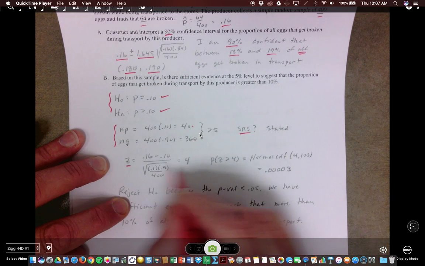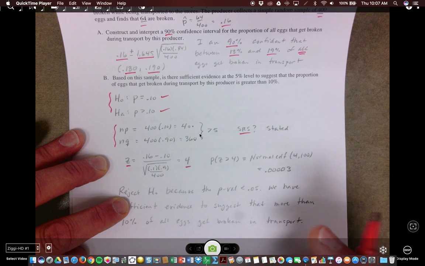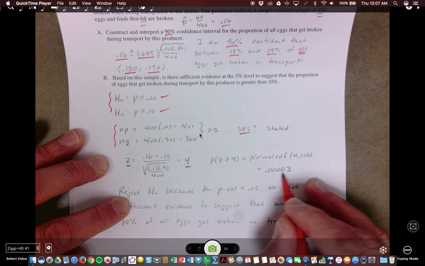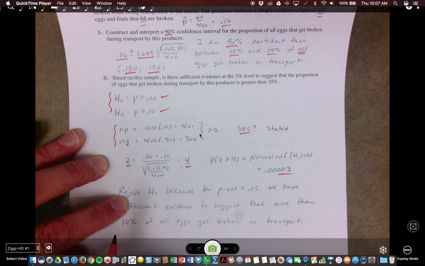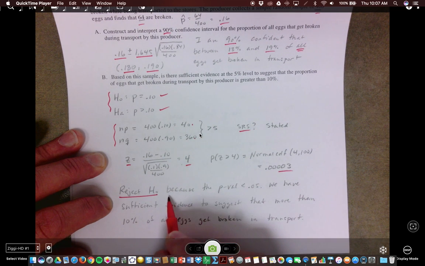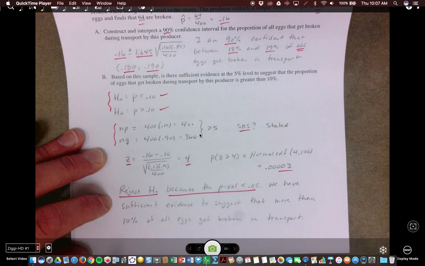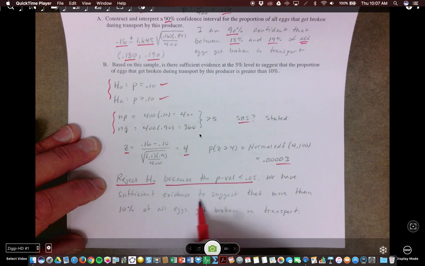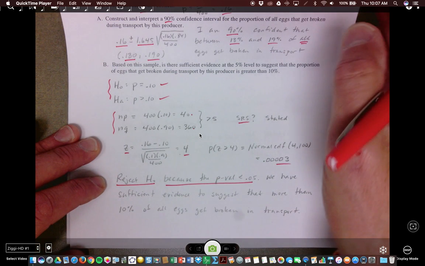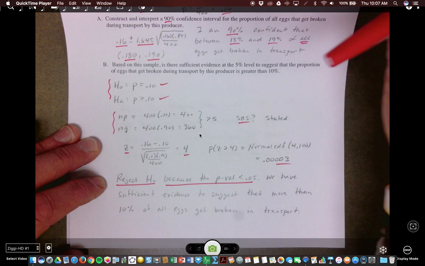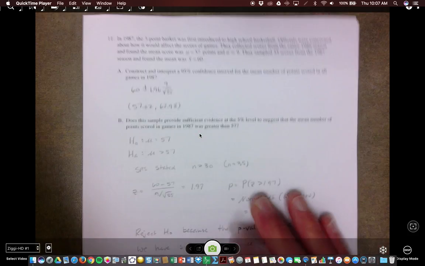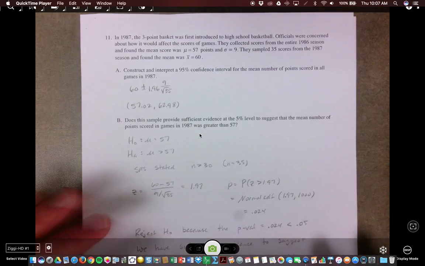Then I want you to calculate a z-score. The z-score on this one comes out to be 4. And then the probability of getting a z-score greater than 4 is a really small probability. So our decision is to reject the null hypothesis, and I want to know why you're rejecting it, and then I want to know what that means. So we have sufficient evidence to suggest that more than 10% of all eggs get broken during transport. That's very similar to what we did just recently. And then on the very last problem with inference.